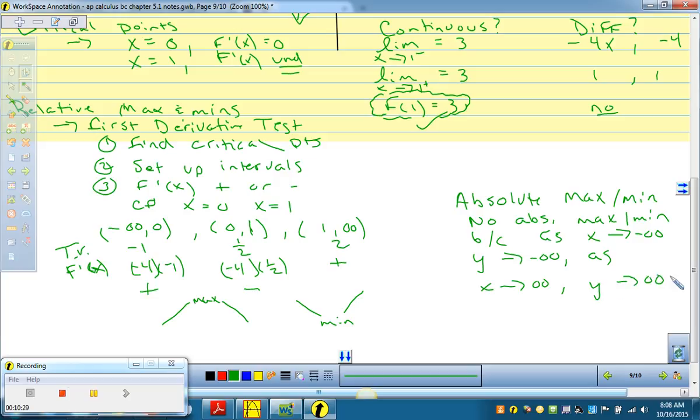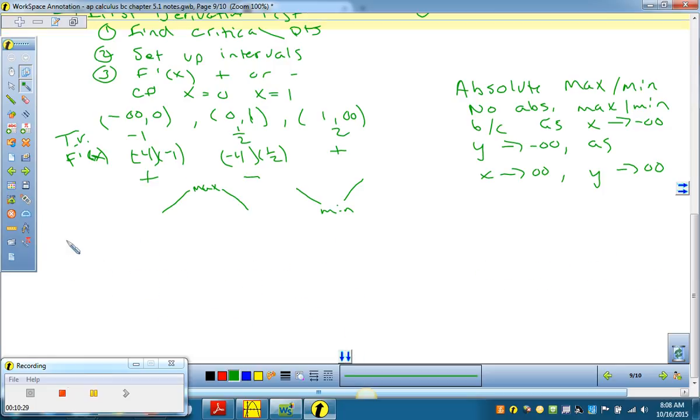Okay? If you are asked to find an absolute max or min on a closed interval, the process is just slightly different. And these should go into your notes. These are important. You'll be using them all chapter. Absolute max or min on a closed interval.